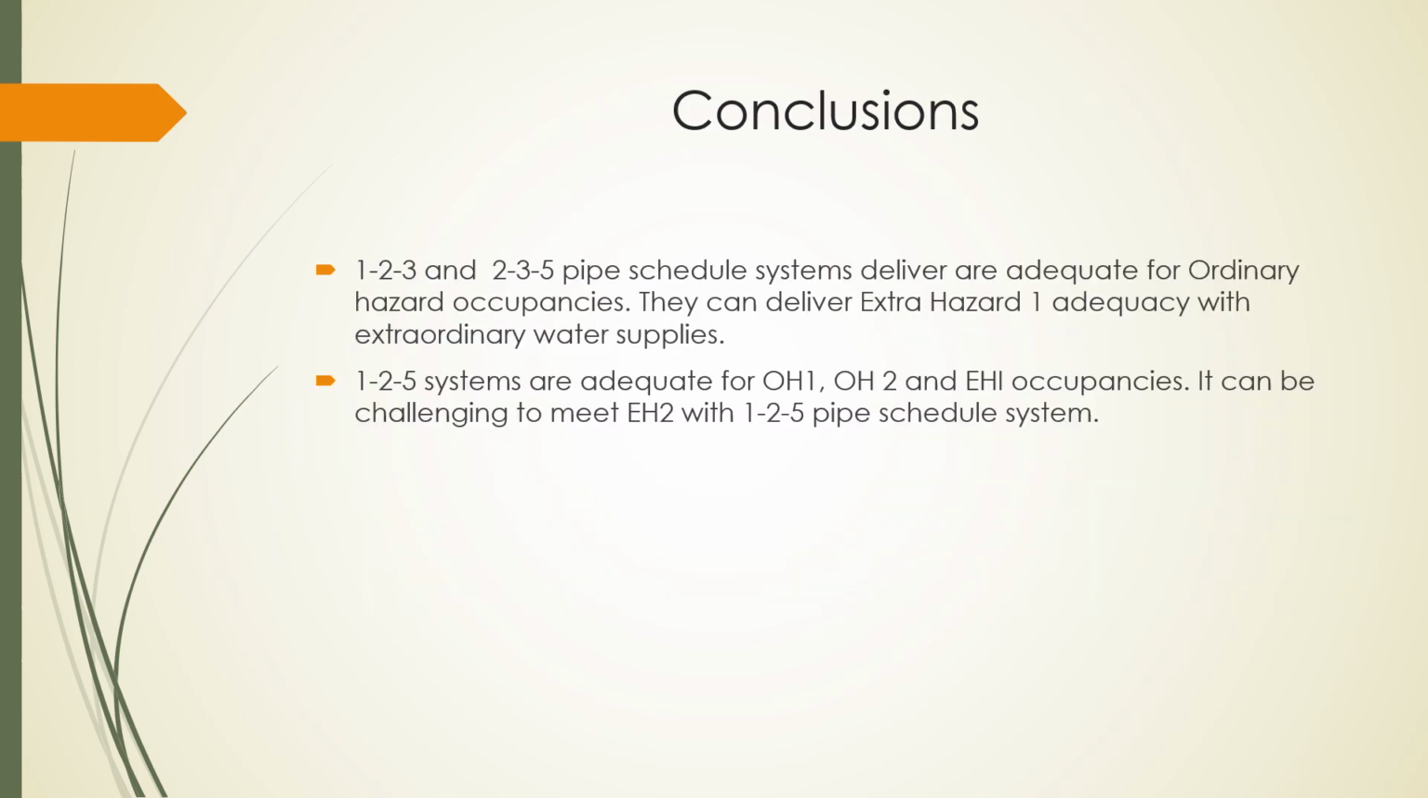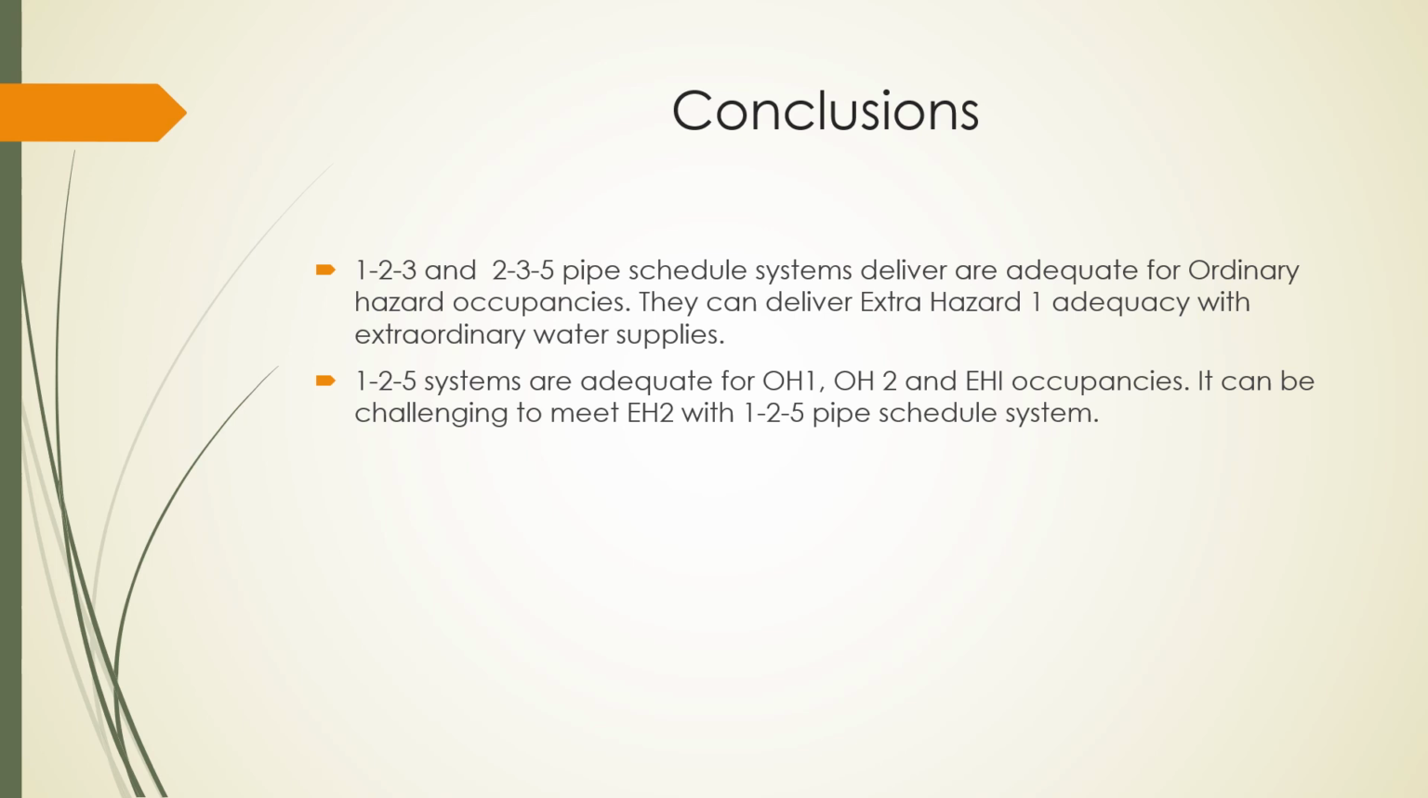These are the conclusions that we come up with when we look through the systems. If we have a 1, 2, 3 and a 2, 3, 5 system, those older pipe schedule systems with smaller piping, they're likely adequate for ordinary hazard occupancies. If you've got a decent water supply, they may be able to deliver an extra hazard 1 adequacy with the extraordinary water supply, be able to adequately handle an occupancy like a woodworking shop. But they're unlikely to do an extra hazard group 2 with any kind of flammable.